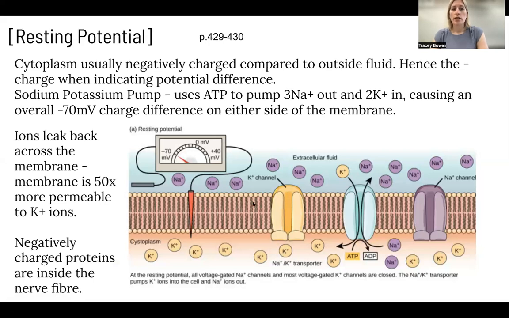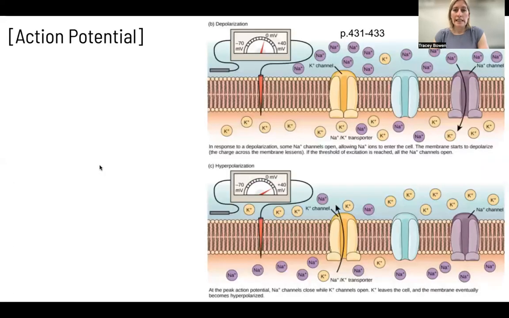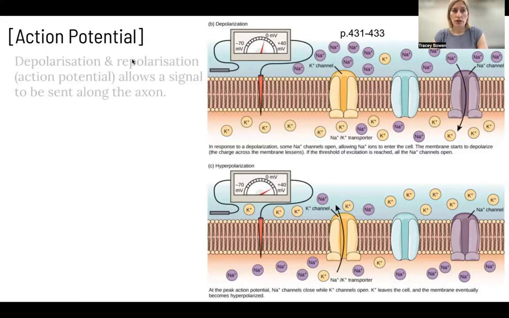As well, there are negatively charged proteins inside the nerve fiber. So this is more negative compared to the outside fluid. And so we end up with this negative 70 millivolt charge. So in order to send a signal down a neuron, we need an action potential.